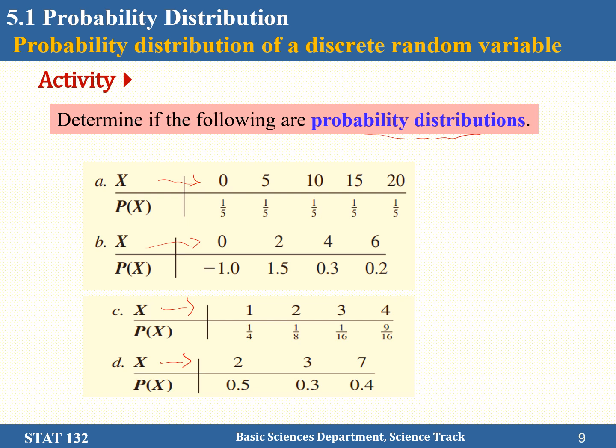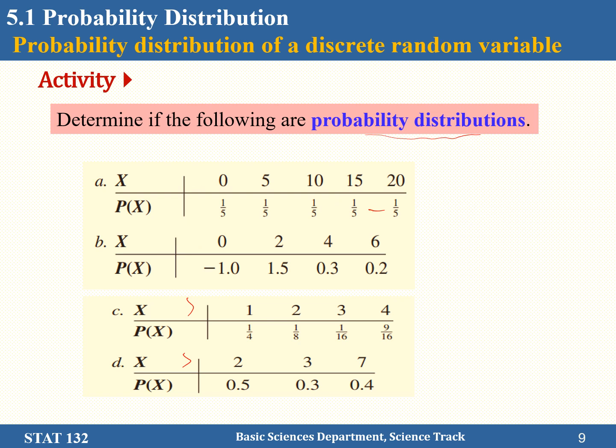So we'll just simply look at the probabilities here. All the probabilities are less than 1. Okay, all less than 1. That's good. And their sum is equal to 1. Yes. So it's a probability distribution.